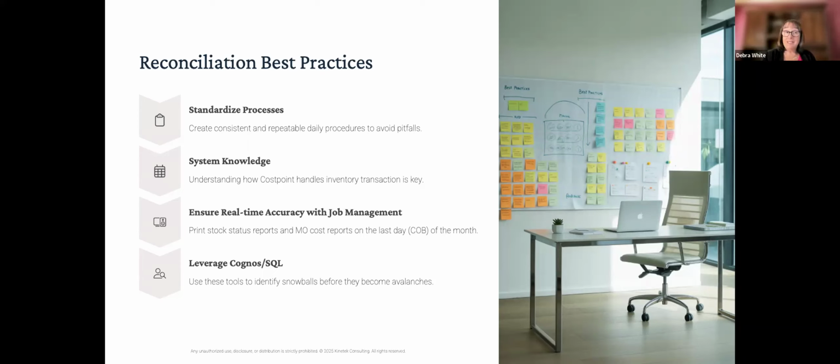Ensure real-time accuracy, again, with job management, if we can utilize that. Make sure we get our reports printed at the end of the month because, again, they could be recreated. And again, the MO cost report, we just saw the recreation of that, but it's always a good habit. Your auditors are going to want to see consistency here.